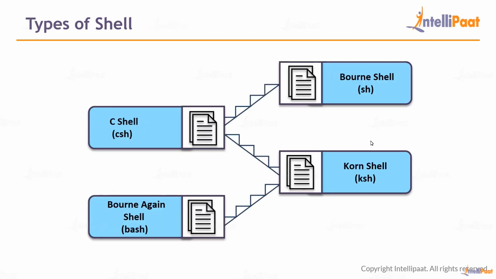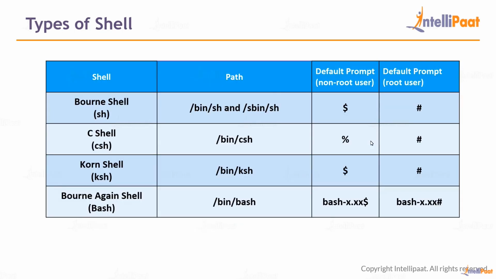And then there are different types of shells. We saw the Bourne, C, Korn and Bourne Again shell. Bourne Again shell is what is running in our particular CentOS 8 operating system. So that's Bourne Again shell or bash. And this is how the shell prompt looks. By default we have a dollar in bash and Bourne shell. Even in Korn shell it is a dollar. In C shell it is a percentage. And as a default prompt for the root user you have a hash.